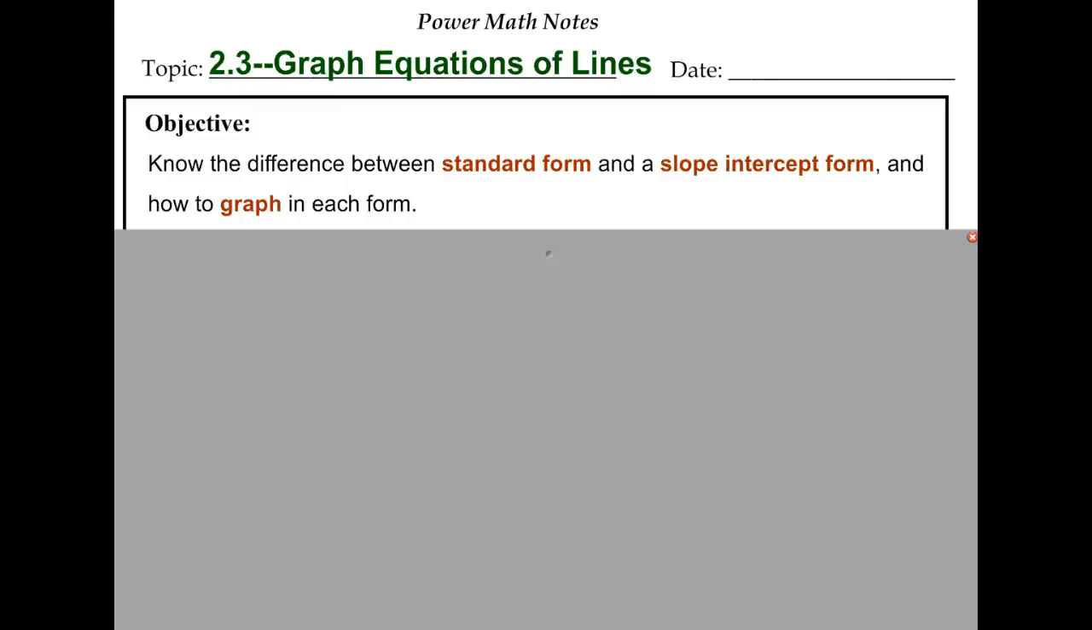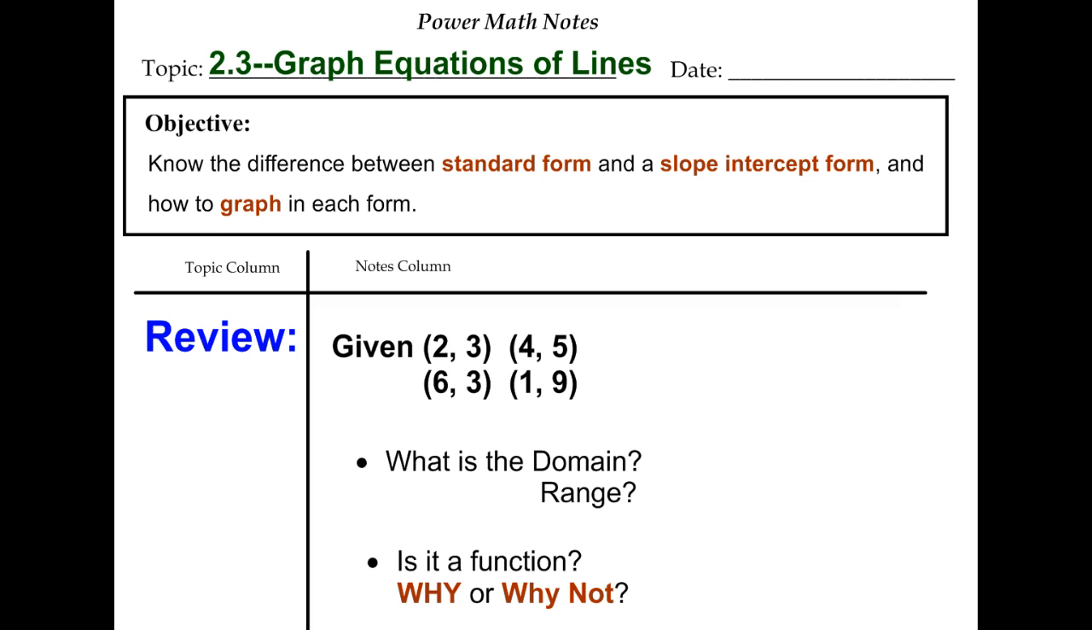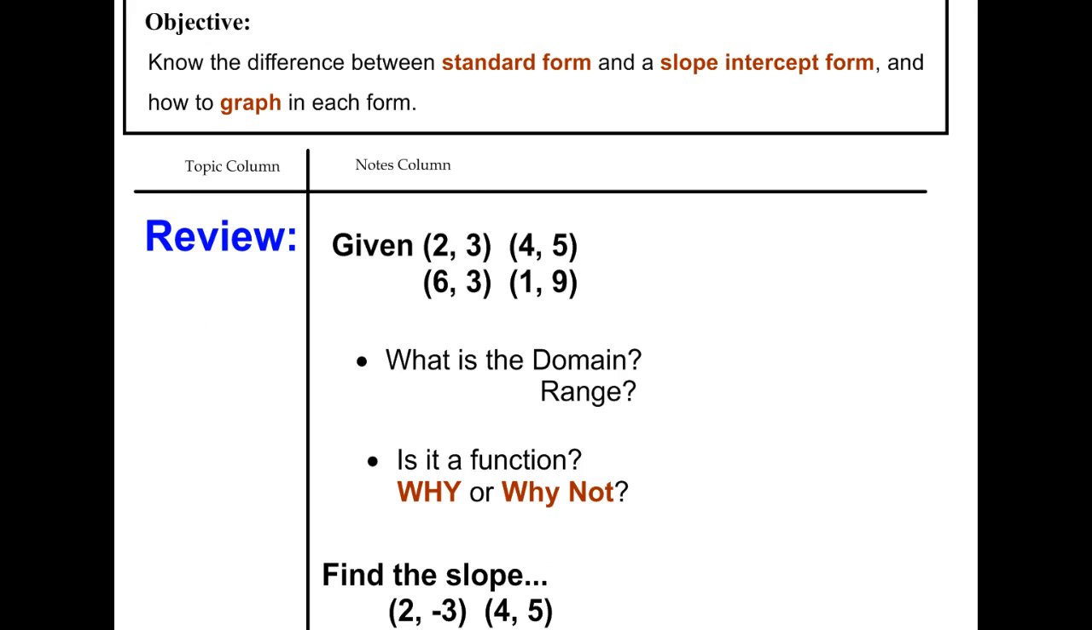All right, now we are going to do chapter 2.3 from Algebra 2, graph equations of lines. So our objective is to know the difference between standard form and slope-intercept form and how to graph each form. First thing, let's review some stuff from previous chapters, the previous sections here.